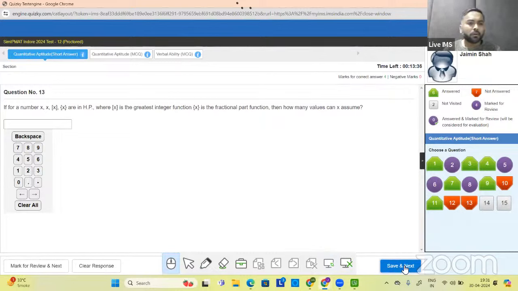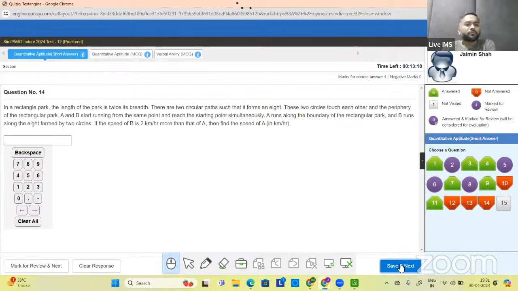For a number x, greatest integer and curly bracket x are in HP, fractional part है, then how many values can x assume? अच्छा, let me move ahead. Not very comfortable.